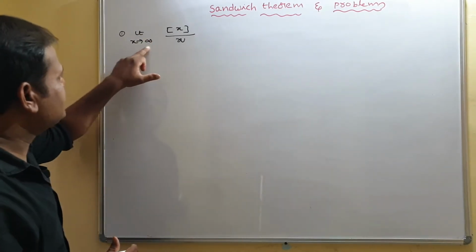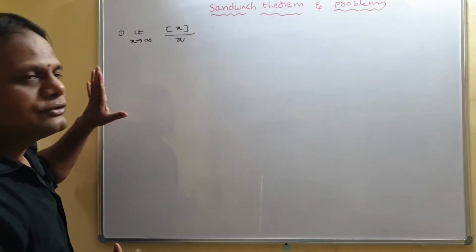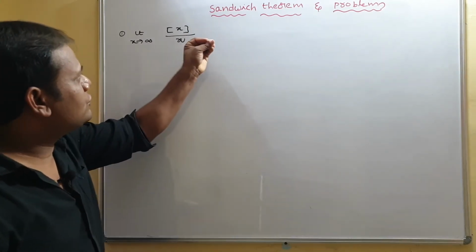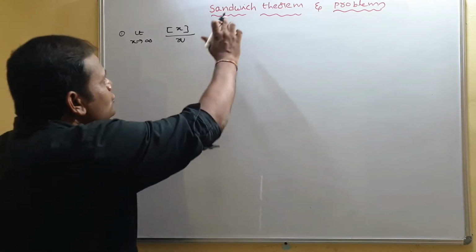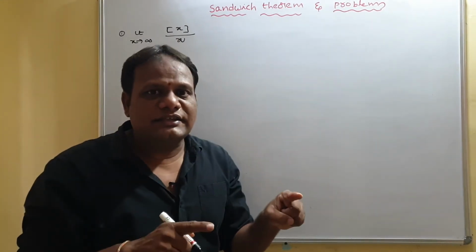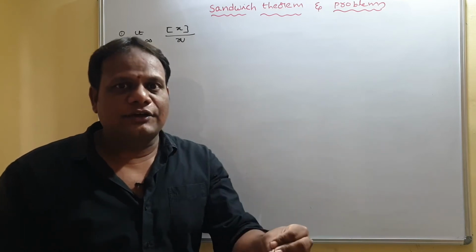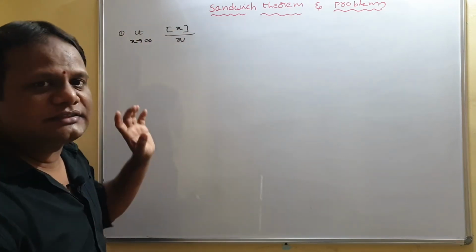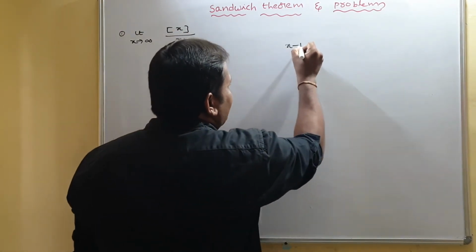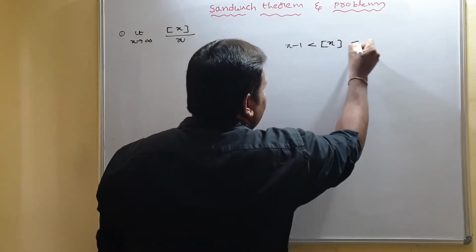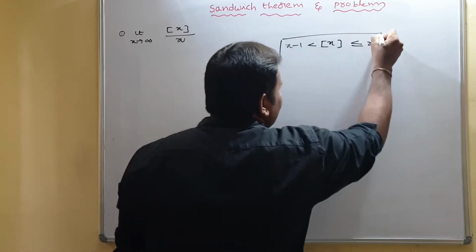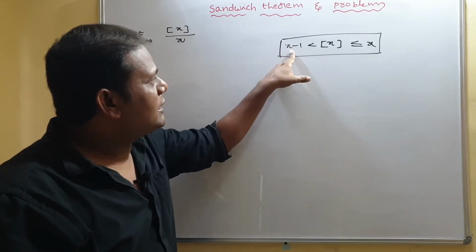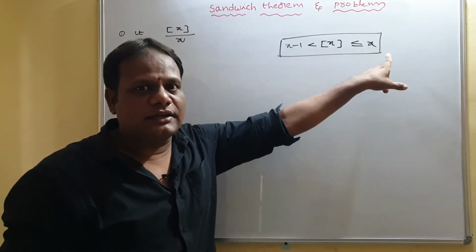Here you see that limit x tends to infinity of step x by x. So we are unable to evaluate this directly. That is the reason I am going to use the sandwich theorem. But to use the sandwich theorem, I want one inequation like f of x less than or equal to g of x less than or equal to h of x. So we have one inequation with this step function, that is x minus 1 less than step x always less than or equal to x. So for all real numbers this is correct. You must remember that here x minus 1 less than step x less than or equal to x.